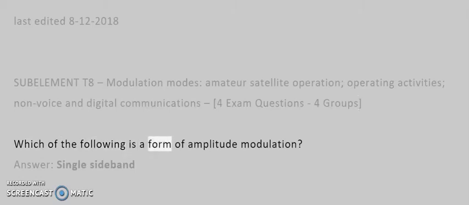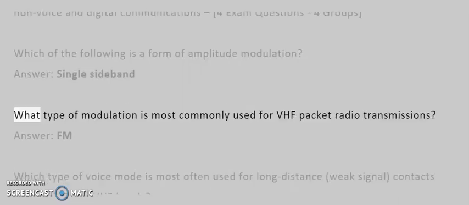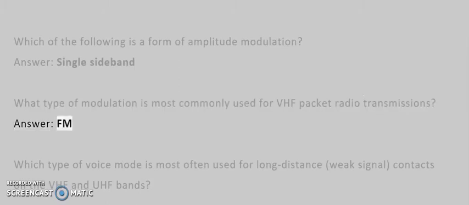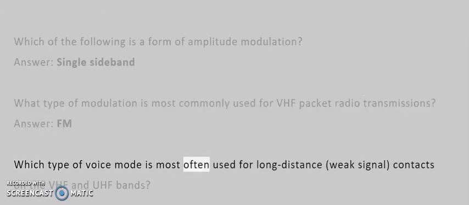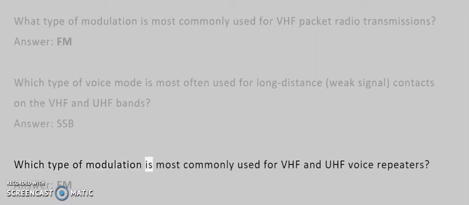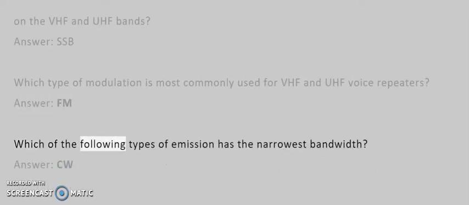Which of the following is a form of amplitude modulation? Answer, single sideband. What type of modulation is most commonly used for VHF packet radio transmissions? Answer, FM. Which type of voice mode is most often used for long-distance, weak signal, contacts on the VHF and UHF bands? Answer, SSB. Which type of modulation is most commonly used for VHF and UHF voice repeaters? Answer, FM. Which of the following types of emission has the narrowest bandwidth?